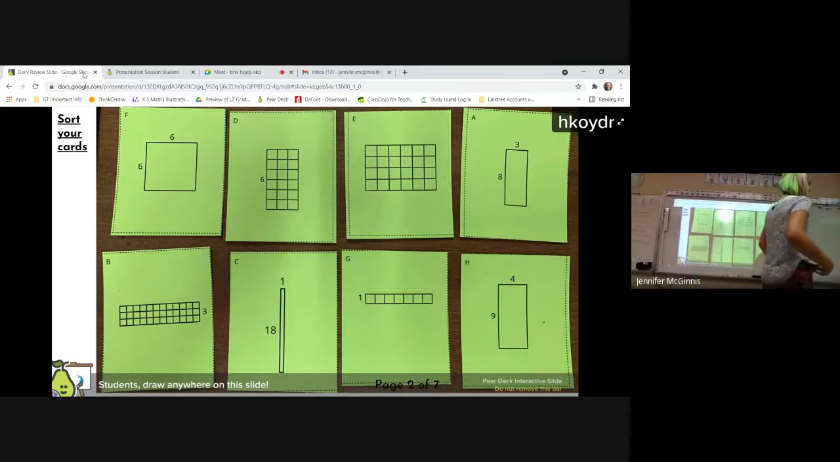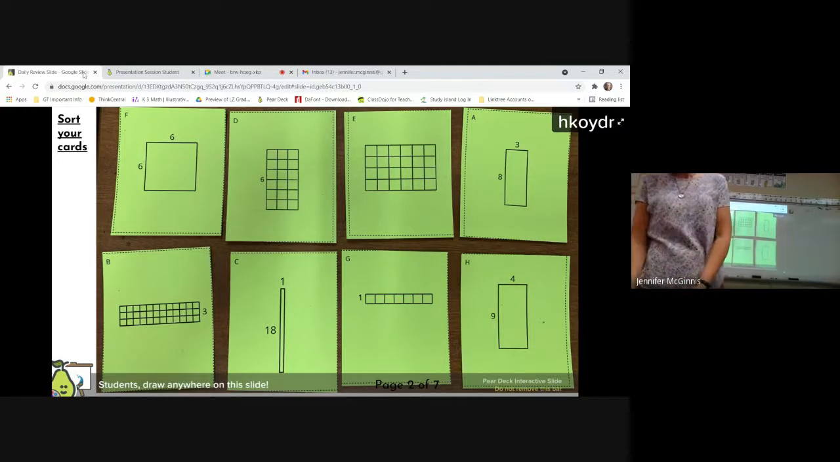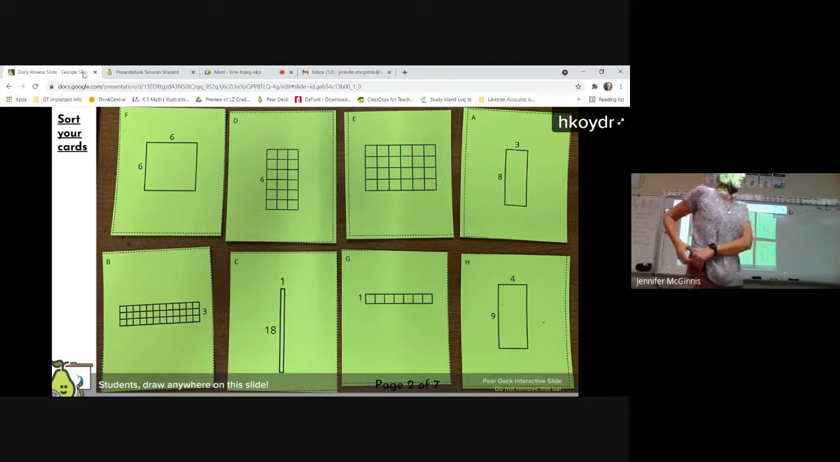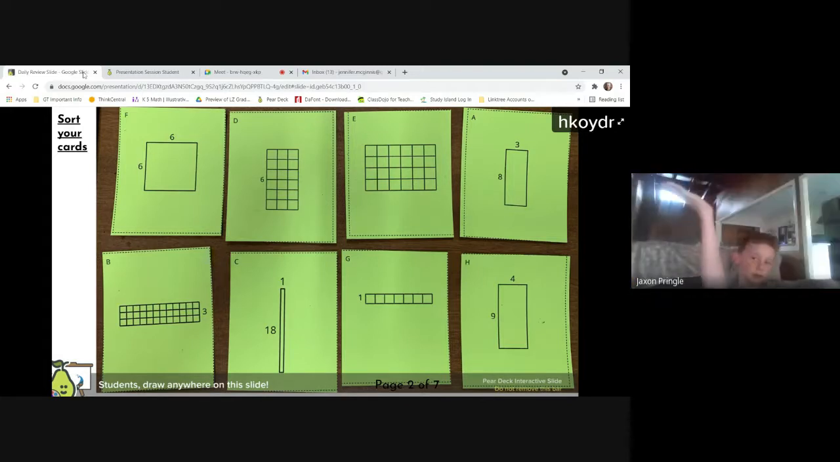So here's what you're going to do. You are going to get the tiles out of your caddy. You have a bag. You need 1 bag per table. You only need 1 bag per table. So you are going to get a bag out. Take 1 set of cards, only the green cards, with your table. I want you to take 2 minutes to sort the cards.